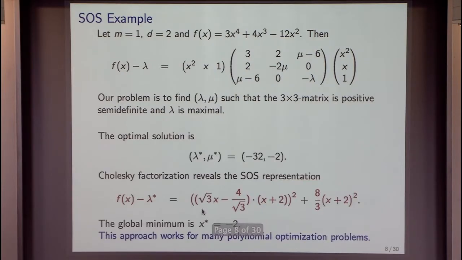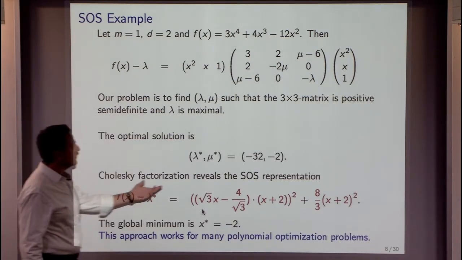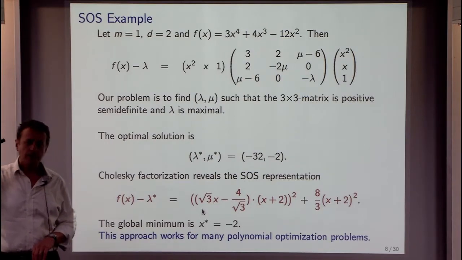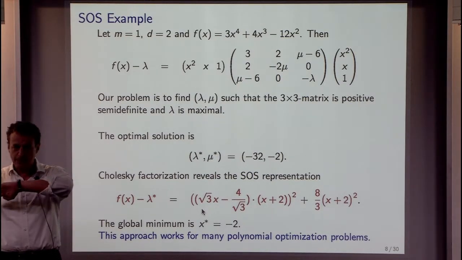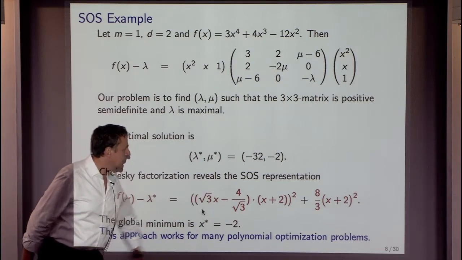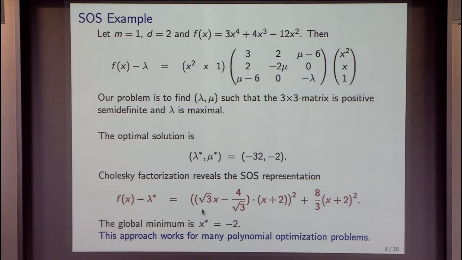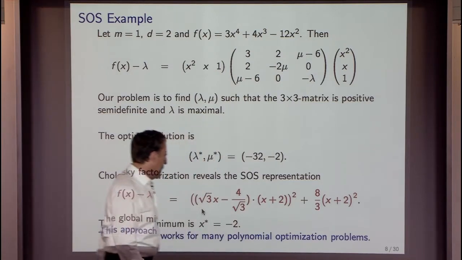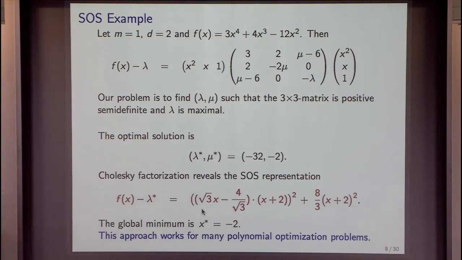Okay, so let's solve it, right? So the optimal solution is -32 minus 2. You plug back in, right? So now we're at the boundary. We're at a rank 1 matrix. So I take this 3×3 matrix, I Cholesky factor it into a 3×2 matrix times its transpose. I can rewrite this as a sum of squares. And so you see f is the sum of 2 squares plus the optimal value. So we have a proof, a certificate that -2 is the global minimum.